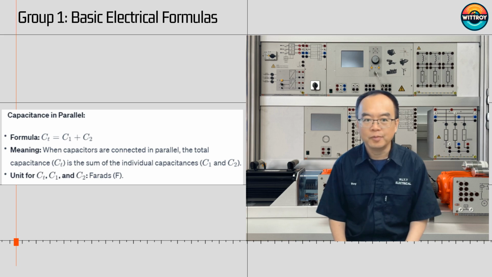The unit for total capacitance is farads. C1 and C2, capacitance of capacitor 1 and capacitor 2. These are the capacitances of the capacitors in the parallel connection. The unit is farads. When capacitors are connected in parallel, their total capacitance CT is the sum of the individual capacitances C1 and C2. This means that the overall storage capacity of the circuit increases, making the parallel connection beneficial for applications requiring higher capacitance.